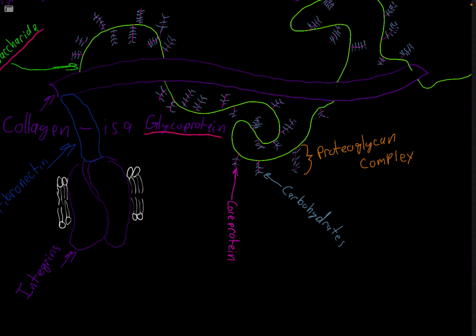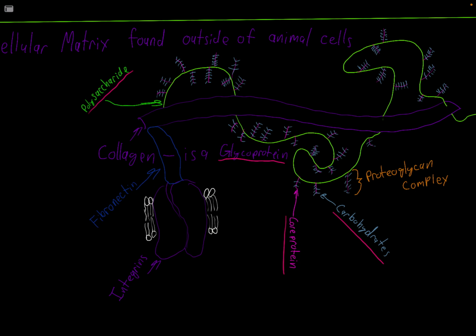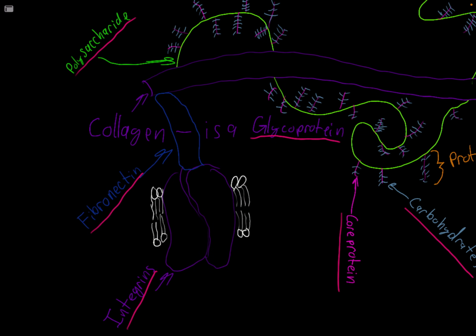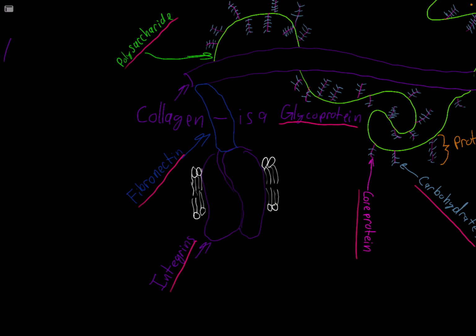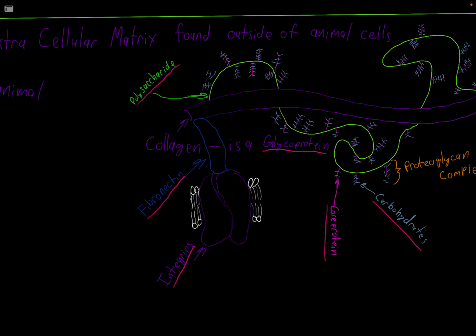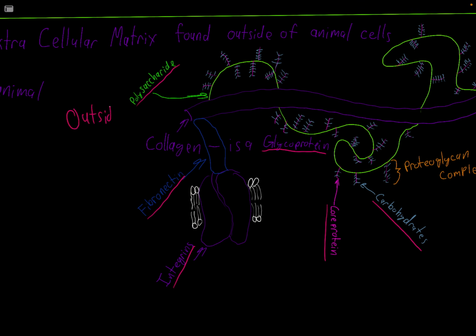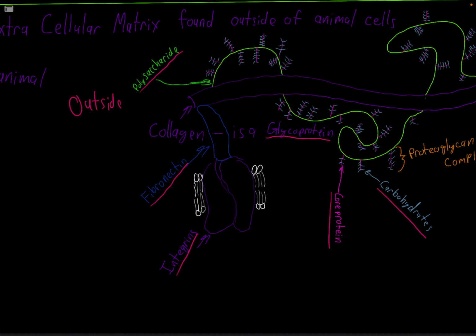You have your proteoglycan complex, which is just a complex of a core protein and a carbohydrate. And we'll talk about more of that. We have fibronectin and we have integrins. And as you can see here, I drew out a phospholipid bilayer to describe where everything is. So this is where my arrow is going, outside the cell. So this is outside. This is why it's called extracellular matrix. It's outside the cell. So we have an extracellular matrix, which we can start off by talking about the integrins.